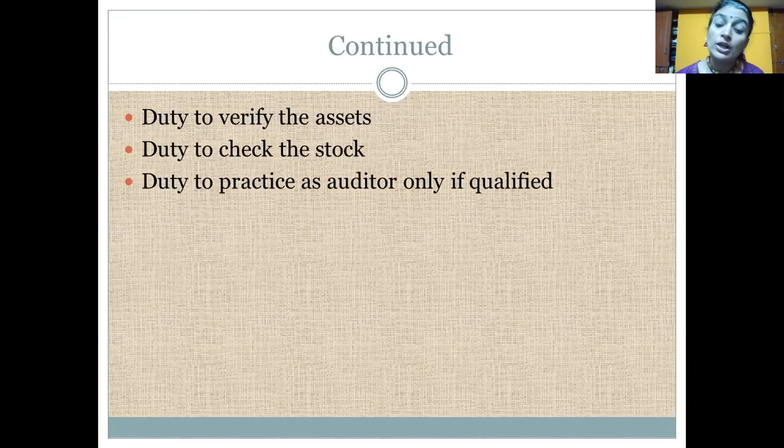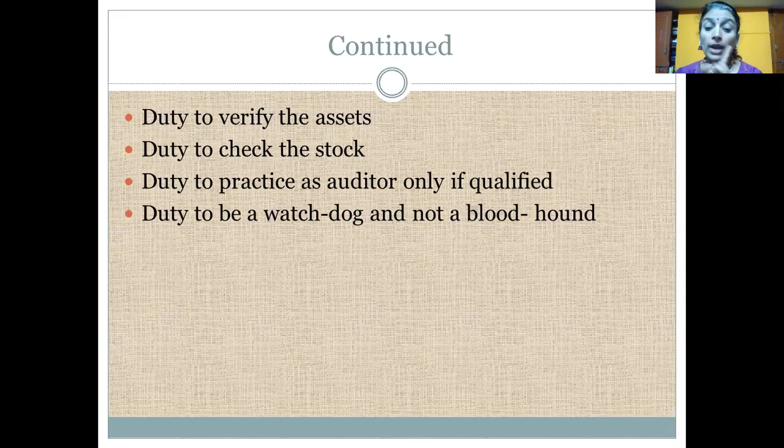Duty to practice as auditor only if qualified. He must possess the qualification. In my earlier videos, I have discussed the qualities and qualifications of the auditor also, wherein I have mentioned that he has to go through the examinations which are conducted by the Institute of Chartered Accountants of India. That is called CA exams. He should pass the CA exams, then only he is called a qualified auditor. Otherwise, though he has got the knowledge, he is not qualified. He cannot practice as an auditor. He can be the assistant, the clerk, or an employee, but he cannot practice as an auditor if he doesn't possess the qualification.